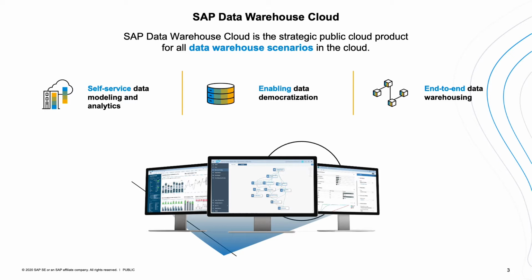The second pillar of our Warehouse Cloud vision is definitely the enabling of data democratization, where we want to reduce the latency of time from getting the information and bringing it translated into insights, so that the business user can take informed decisions based on the data of his company.